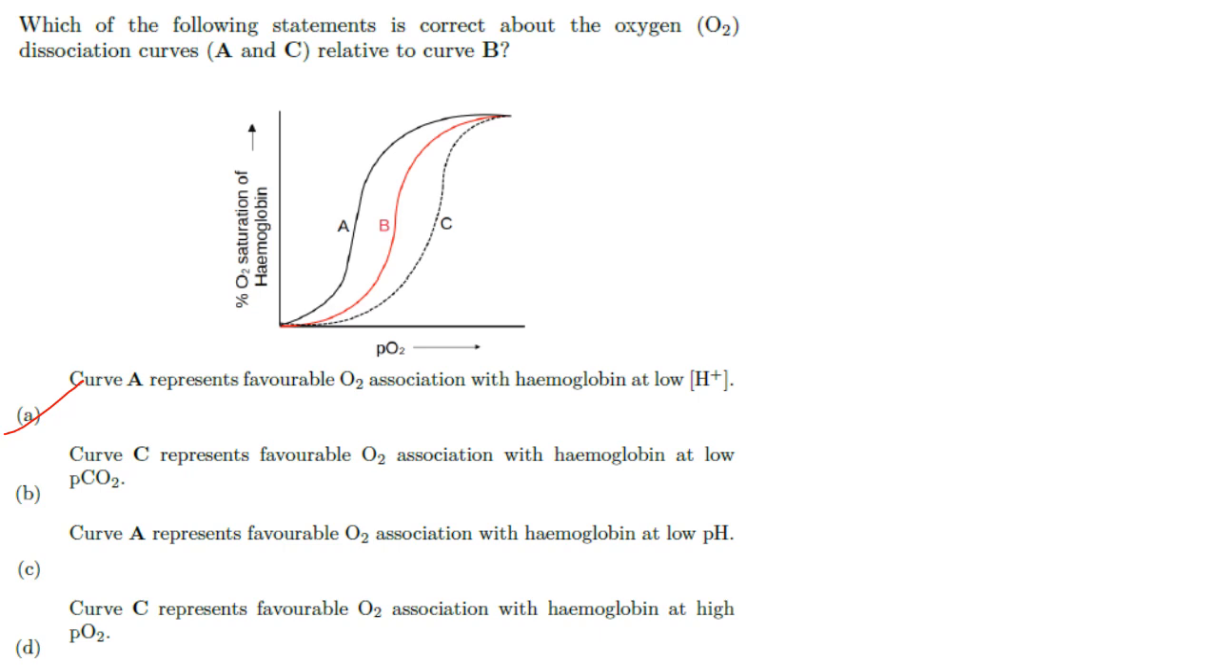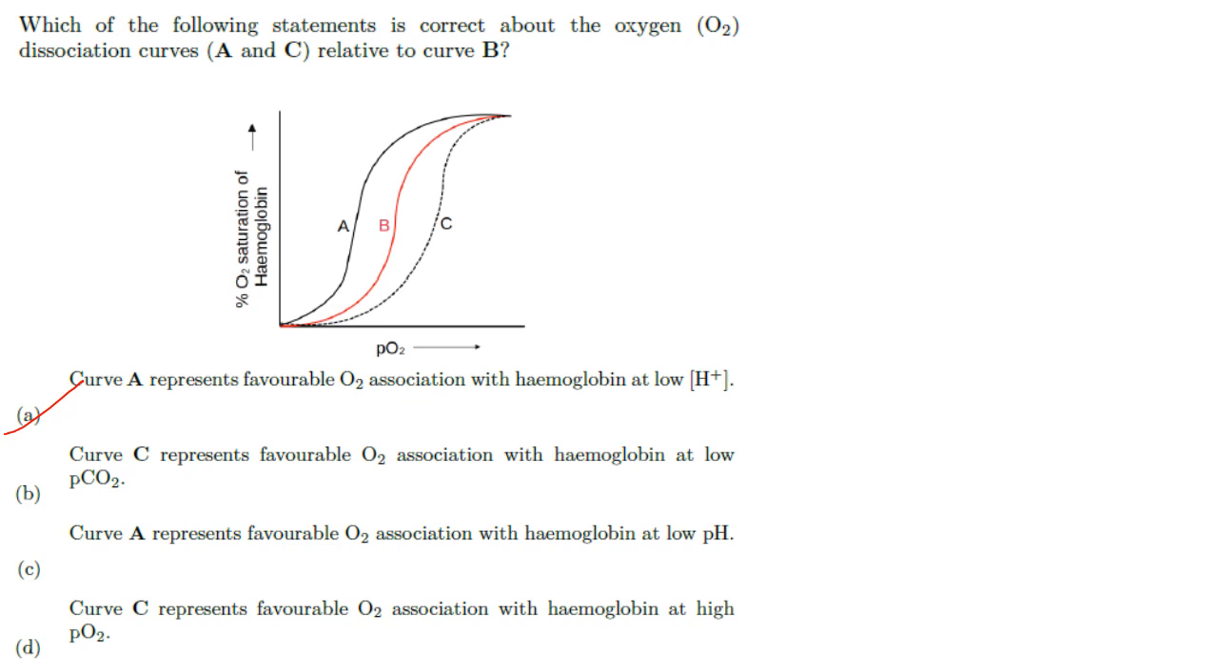Then next one. Which of the following statements is correct about oxygen dissociation curves relative to curve B? So this is curve B. This is A and this is C. So curve A represents favorable oxygen association with hemoglobin at low H plus concentration. Low H plus concentration means under alkaline conditions. So this means under alkaline condition, hemoglobin has higher affinity for oxygen. Oxygen binding to hemoglobin is increased, but oxygen released to the tissues is decreased. So A is correct. Curve A represents favorable oxygen association with hemoglobin at low H plus, and the curve shifts to the left. So when compared to B, this is towards the left side. So A is correct.